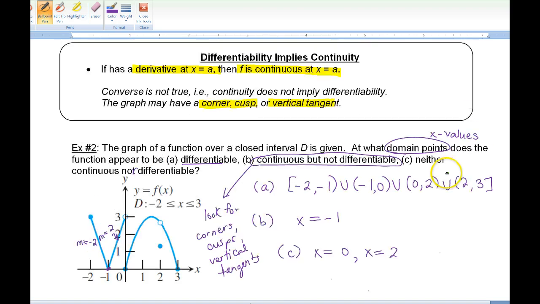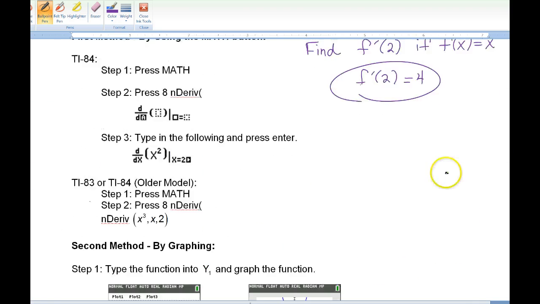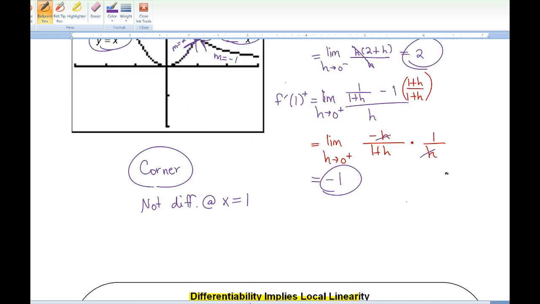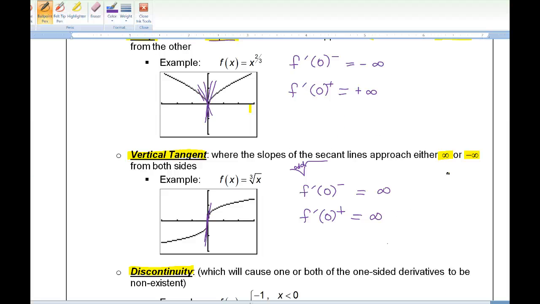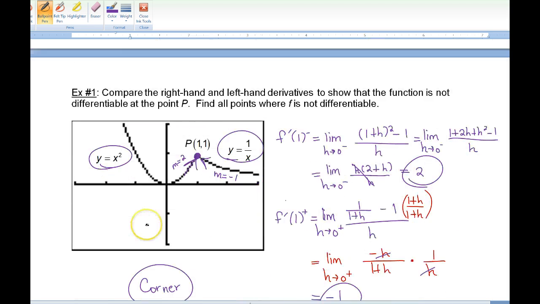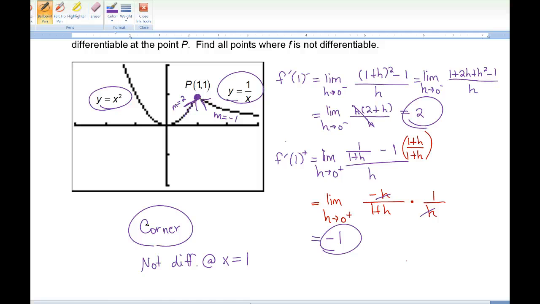So going back to the first page, sorry, I'm just going to scroll back so you can see it. Anytime you have an odd root, you get a vertical tangent. Okay? That's where the graph goes from here, right? And then here. So you end up with this vertical tangent right where it switches direction.